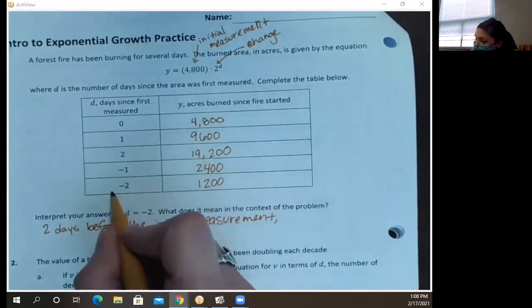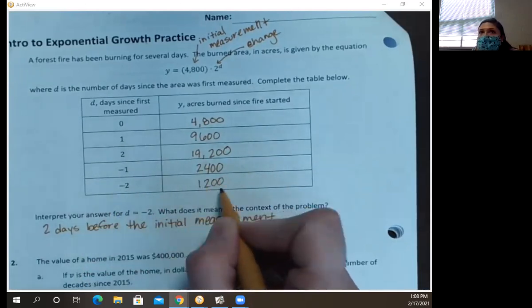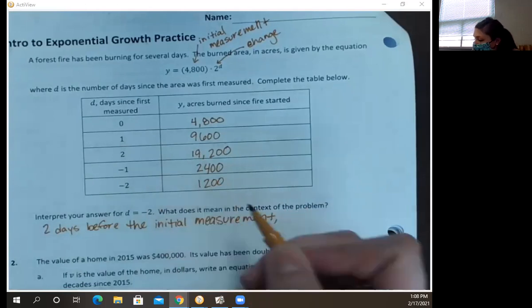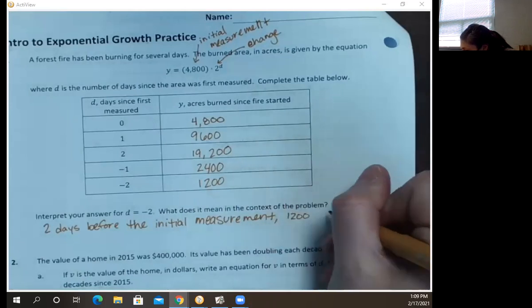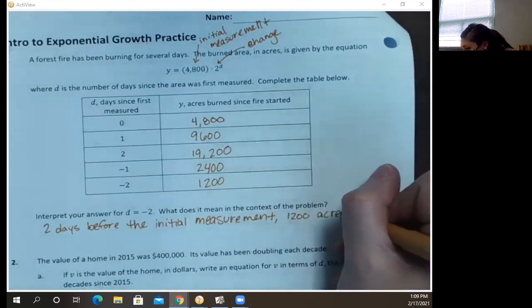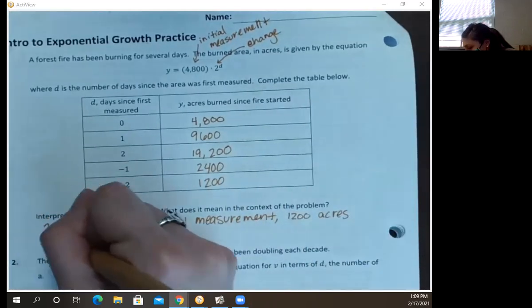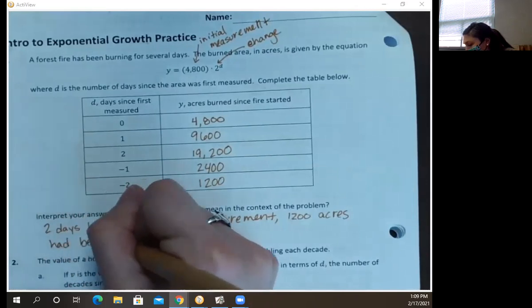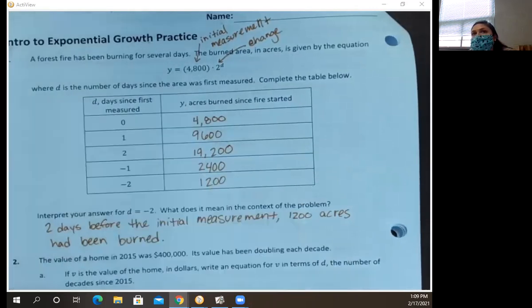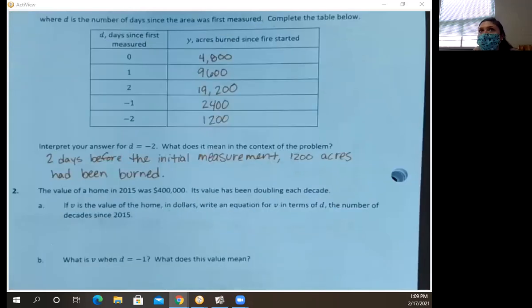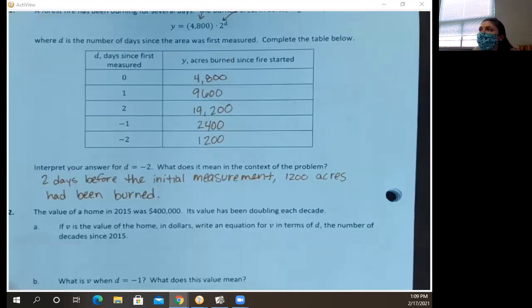Yeah, so this represents our time in days, and this represents our acres burned. So 2 days before the initial measurement, 1,200 acres had been burned. Very good. Questions on that first problem?